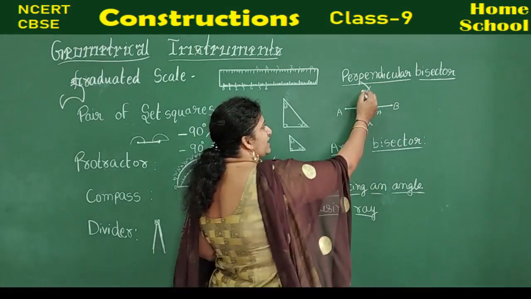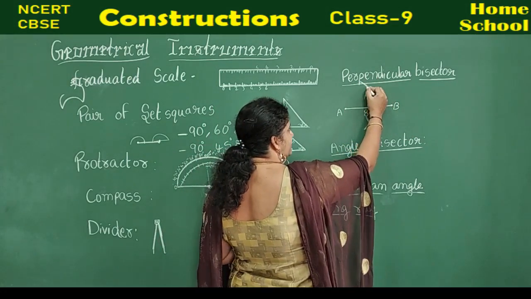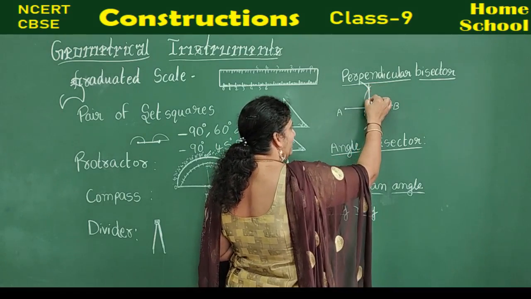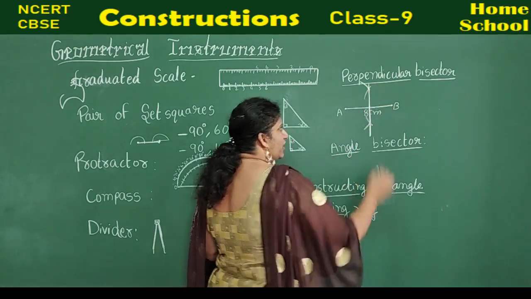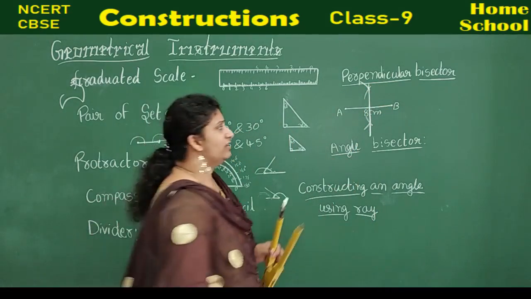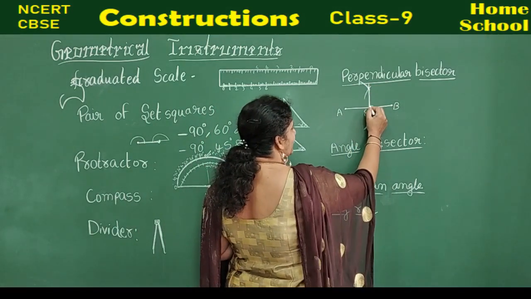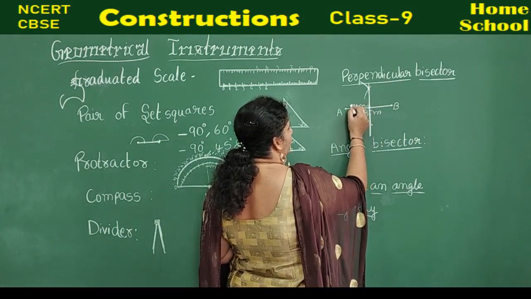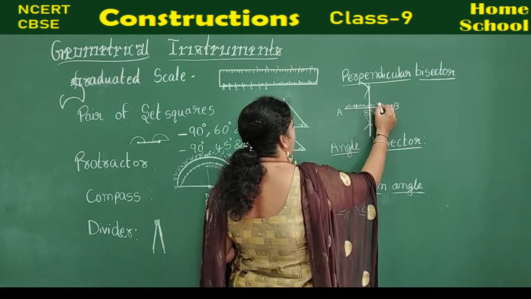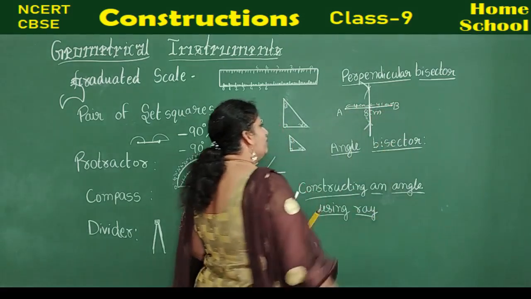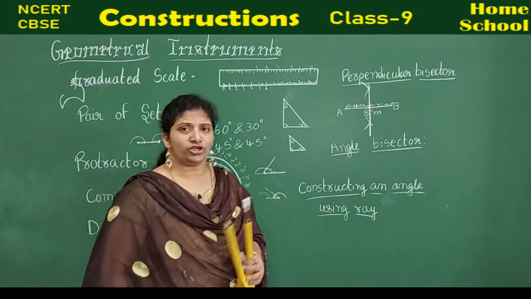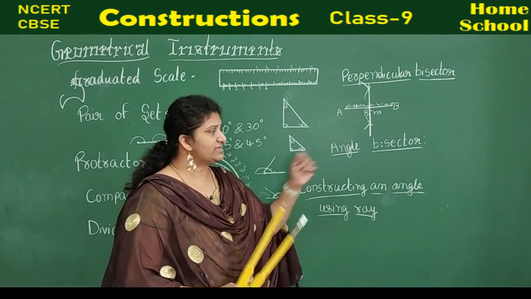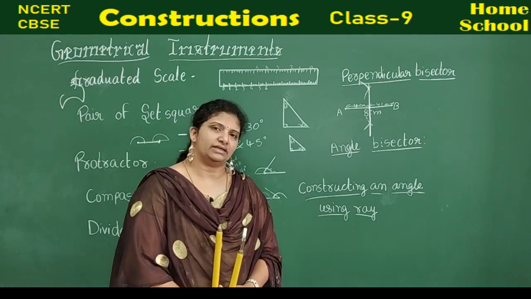Now you can see the intersecting points here, where the two arcs intersect, right? Take a scale and join these points with a line. This line exactly divides the line segment AB into half. That means 4 centimeters and 4 centimeters. If you want, you can measure and check this bisector. Right? Next, coming to the angle bisector.